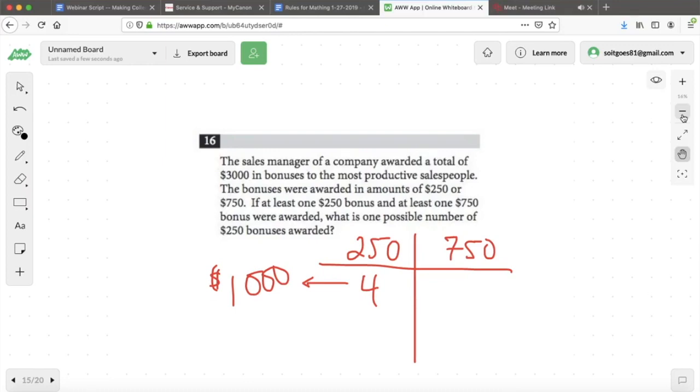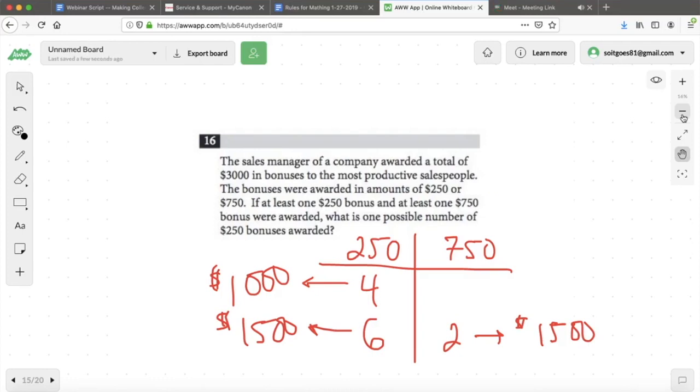6. Let's try 6. How much money will that be in $250 bonuses? $1,500. And then how many $750 bonuses? 2. Which gives us how much? $1,500. So we have an answer, right?